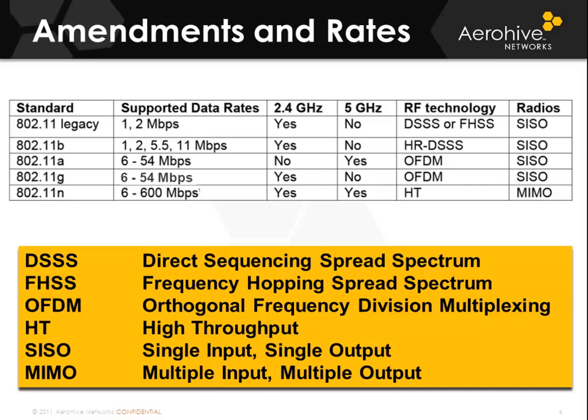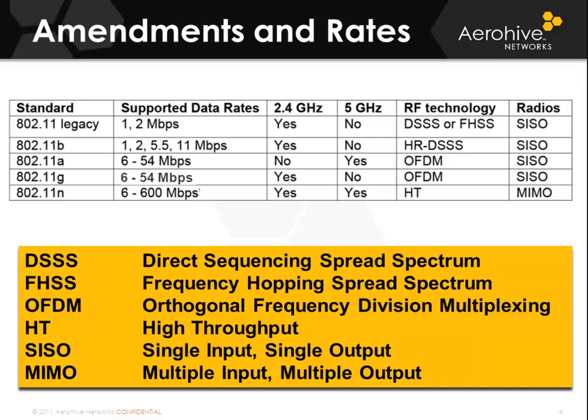802.11a operates in 5 gigahertz. It promises data rates of up to 54 megabits per second, and it uses orthogonal frequency division multiplexing, or OFDM. Like 802.11b and 802.11, 802.11a also uses single input, single output, or SISO, radios.